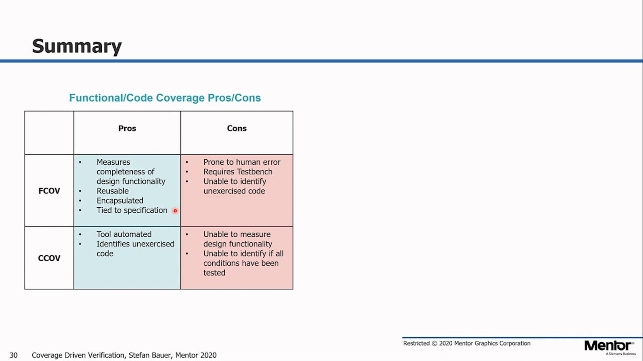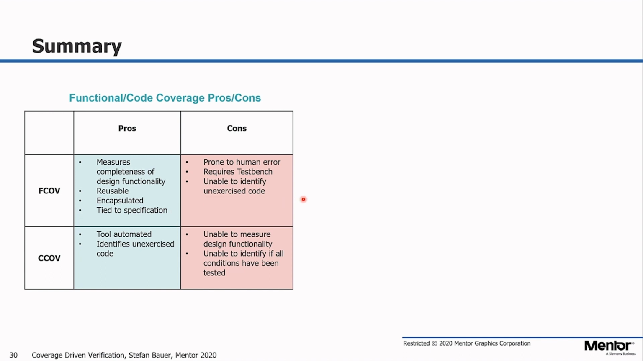It is encapsulated and it is tied to specification, which means if you're working in a safety critical application and you need to fulfill certain requirements and do requirements tracing, you can easily link the requirements to functional coverage items, and you can show that you have covered all the functionality you need to cover.